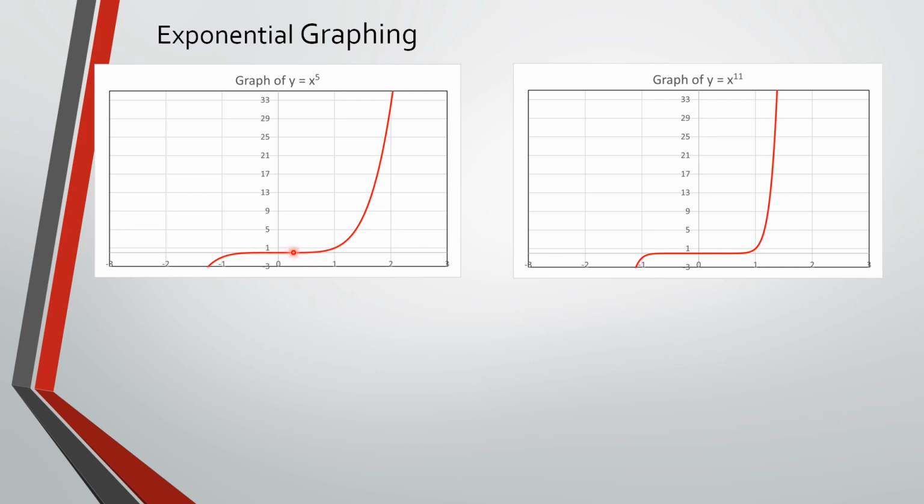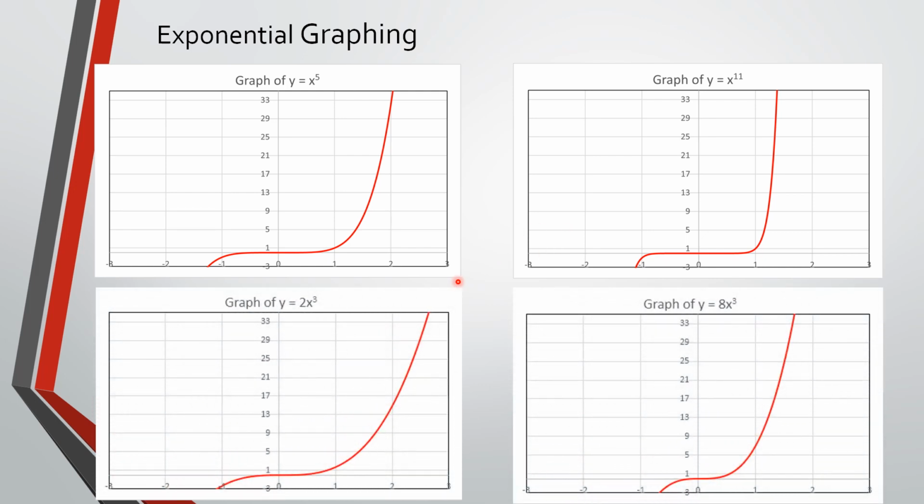So this is going to be 1, 1, 1, 1, and then 1 point something, all the way up to the 2, and 2 to the 5th is going to be 32. So that's up there pretty good. 2 to the 11th is going to be 2048. Compared to 32, if the x was a 2, it's going to be all the way up to 2048, so we'll see how quickly that rises.